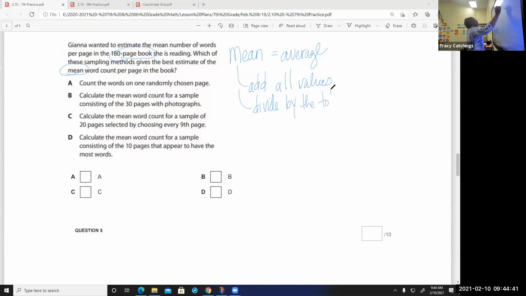Let's go back to what I say. If you don't know the vocabulary and know what the question is asking, you cannot answer the question. So now that we know and recall what the mean is, think about those answer choices and think about which one would work. And ask yourself, would it be representative?